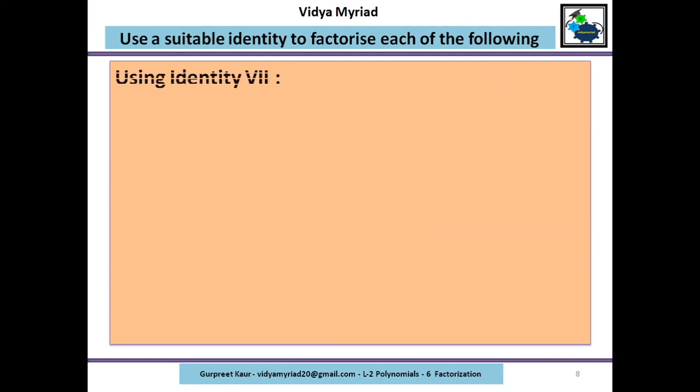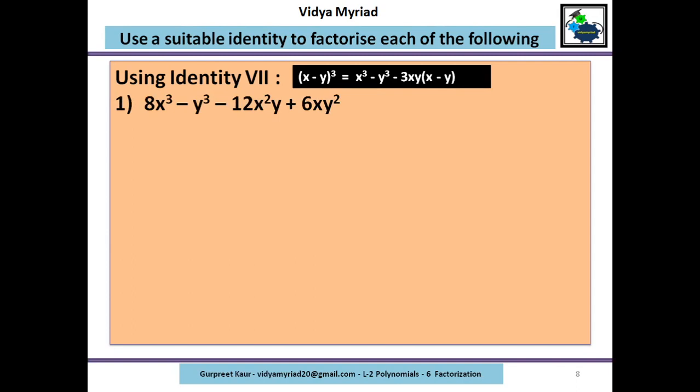Let's move further with identity number 7, which is nothing but the negative form, that is x minus y the whole cube. Again, the question is something like this. If you see, 8x cube minus y cube minus 12x square y plus 6xy square. The method is absolutely the same as we did in the previous one, the plus case.